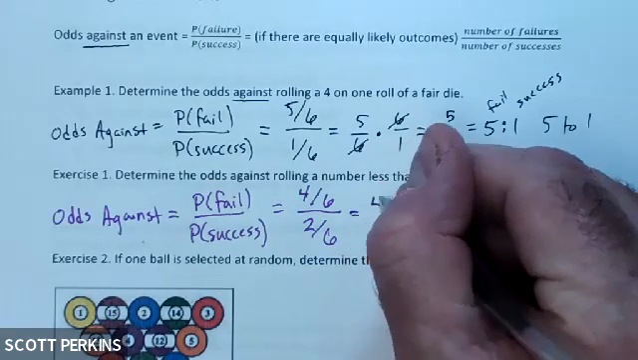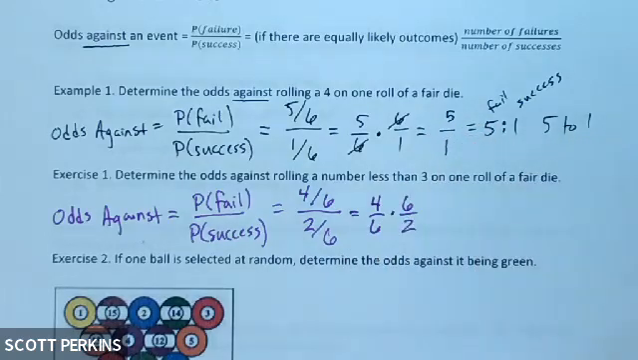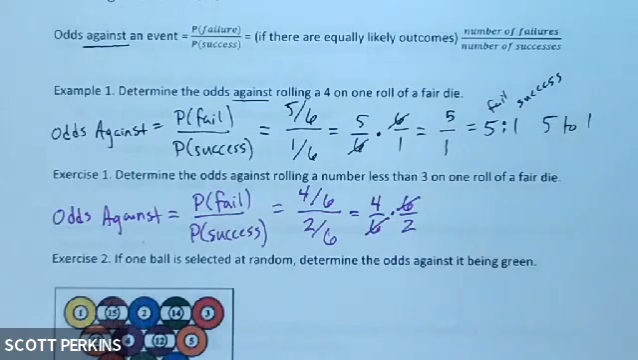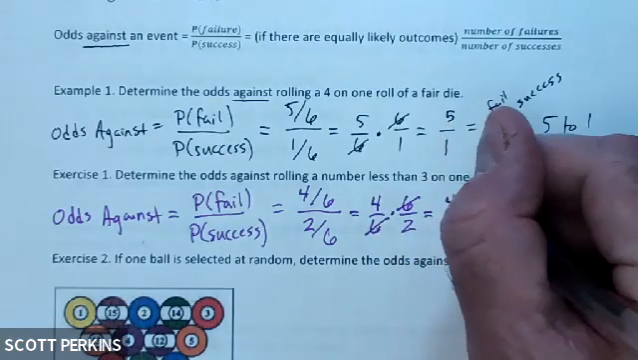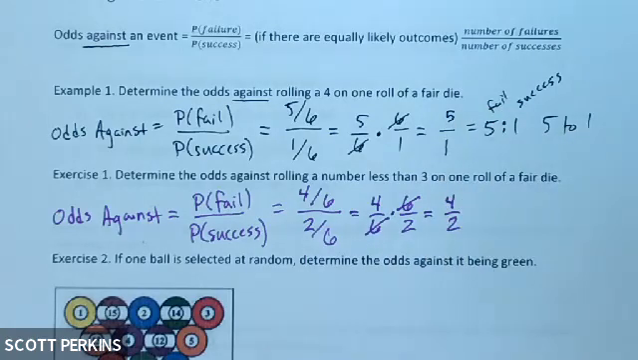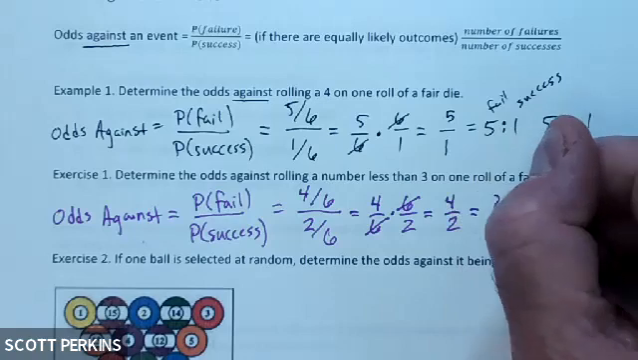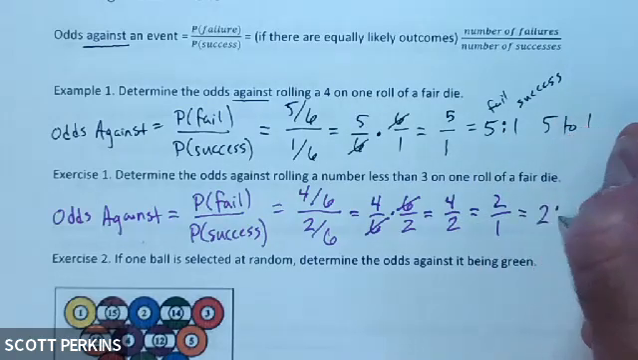So again, at some point you'll probably stop doing this, but I'm just going to make sure to keep doing all this work. The 6s are going to cancel. I can also reduce by a factor of 2. So let me rewrite this because I know fractions are scary. 2 goes into 4 2 times, 2 goes into 2 1 time, and so then I end up with the odds are 2 to 1.